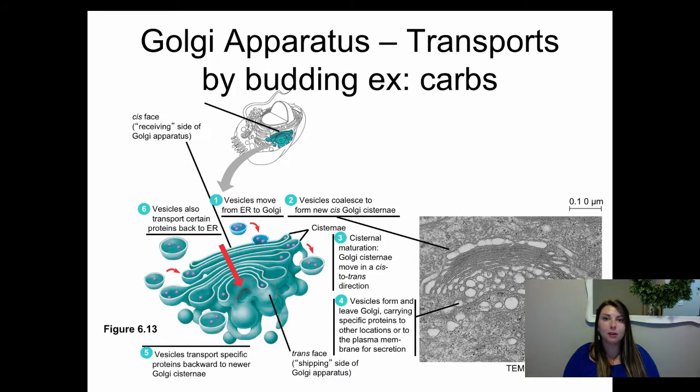The Golgi apparatus can be thought of as the post office of the cell. Its main function is the modifying, sorting, and packaging of proteins for secretion. It also plays a role in transporting lipids around the cell.